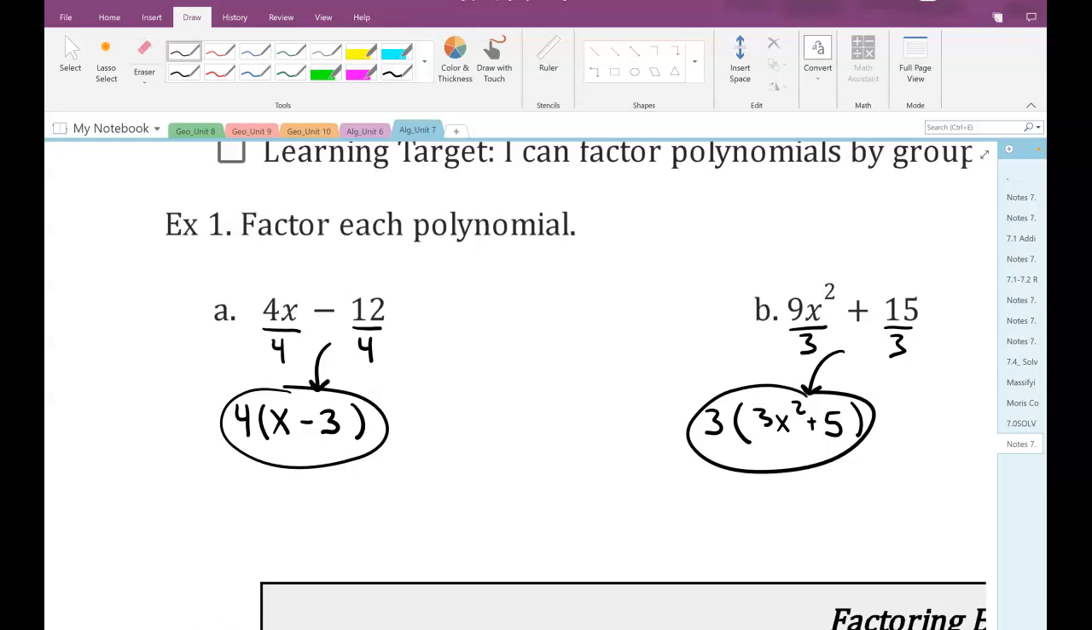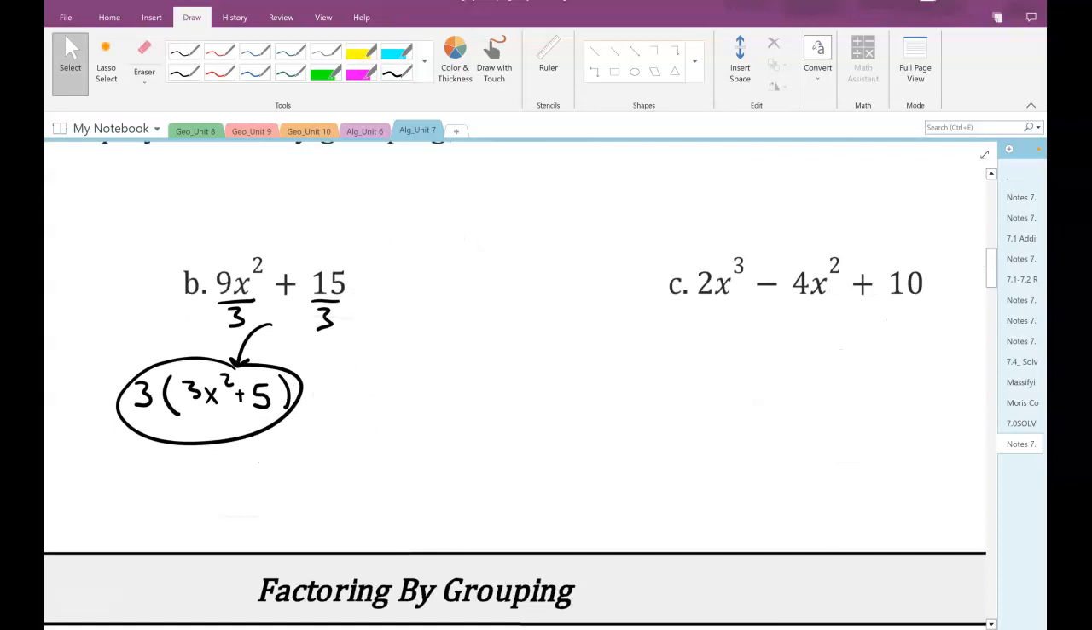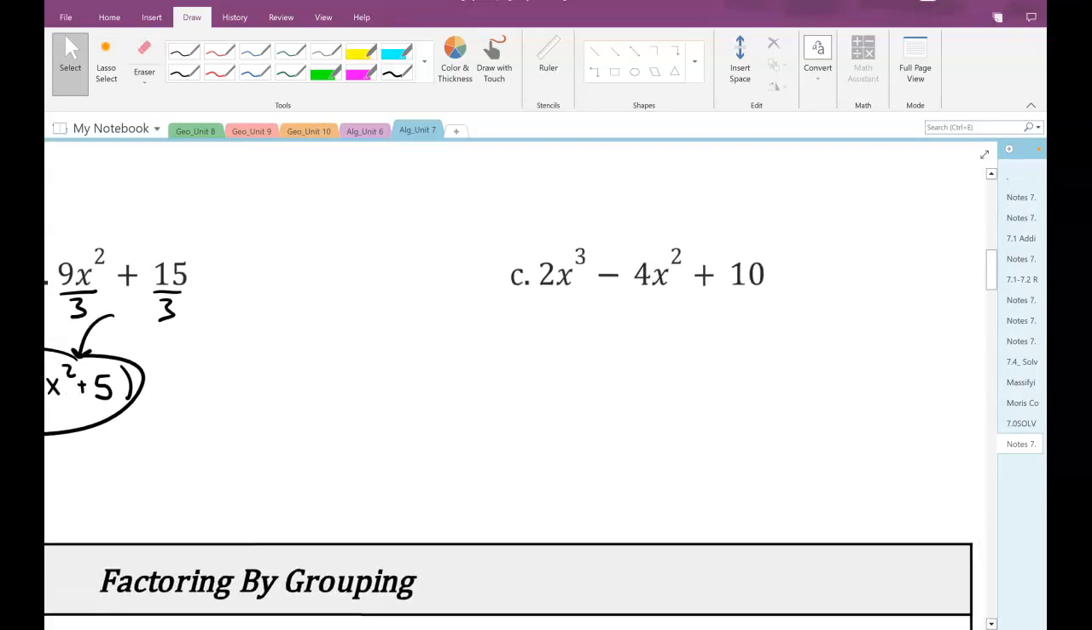Our last example, we have 3 terms. If we have 3 terms, we just have to find the greatest common factor between 3 terms instead of 2. So we try to find the greatest common factor of 2, 4, and 10, which is 2. And then since we have an x cubed, an x squared, and no x's, our greatest common factor is just 2. So we divide each term by 2. So we write it in factored form. This would be 2 times x to the third minus 2x squared plus 5.